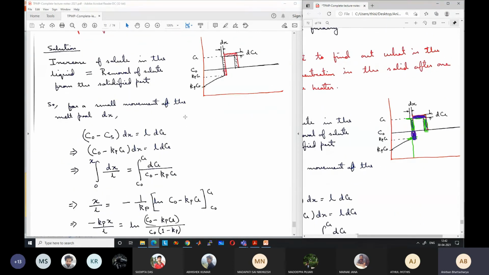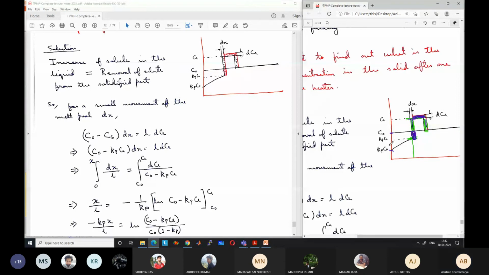This will give us the variation of concentration. Now if we rearrange, dx by L going from 0 to x is equal to dCl over C0 minus KpCl going from C0 to Cl. Why C0 to Cl? Because initially the liquid concentration was C0 and now it has reached Cl. When x was 0, our concentration was C0 in the liquid. When x is equal to x, our concentration is Cl in the liquid. So when x varies from 0 to x, our concentration goes from C0 to Cl.